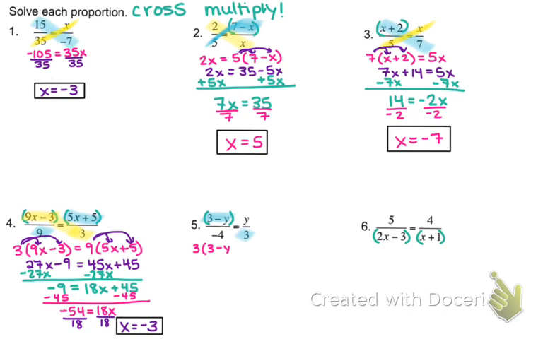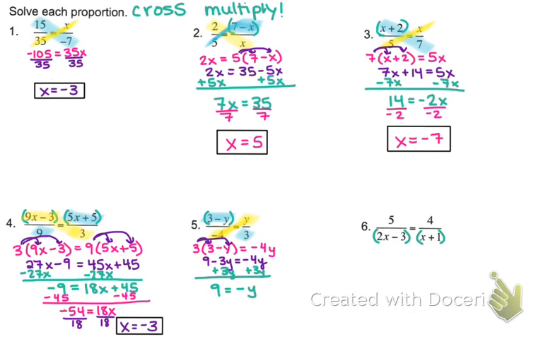Number 5, cross multiply. 3 minus y times 3, show parentheses for distribution, and the other way, negative 4 times y is just negative 4y. We don't need parentheses because it's one thing times one thing. Distribute the 3. Alright, I have numbers on the left, so I'm going to bring my letters to the right since there's no numbers on the right-hand side, so I'm going to add 3y to both sides.